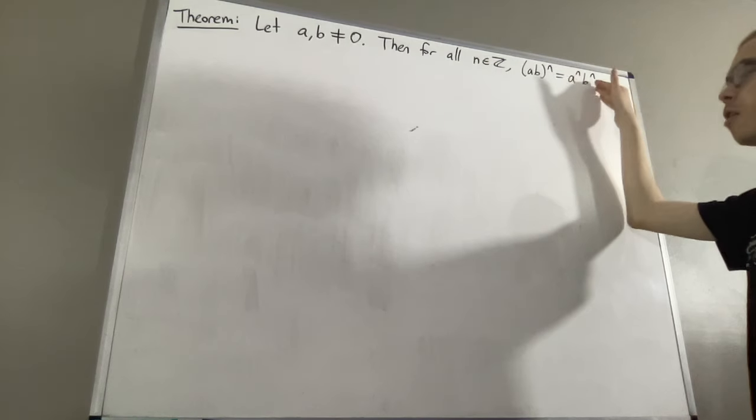Now, a property about reciprocals that we are going to be using is the following. Let a and b be non-zero real numbers. Then the reciprocal of a times b is equal to the reciprocal of a times the reciprocal of b.